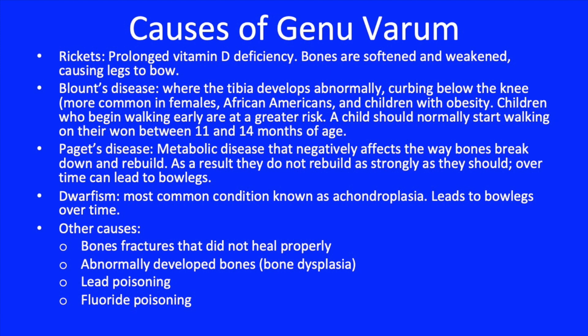Blount's, Paget's, and dwarfism can all result in genu varum with long-term consequences. I also list other causes that are less common but no less causative. Think of recent events where children were exposed to high lead levels in the drinking water. Signs in these children included genu varum. This now concludes this presentation on the bones of the lower limbs.